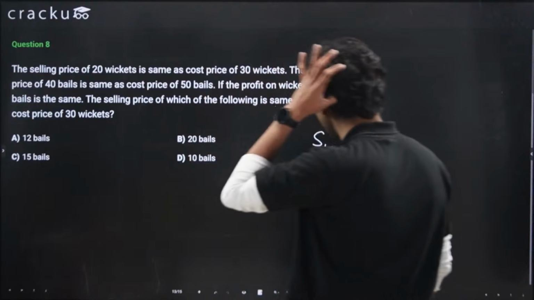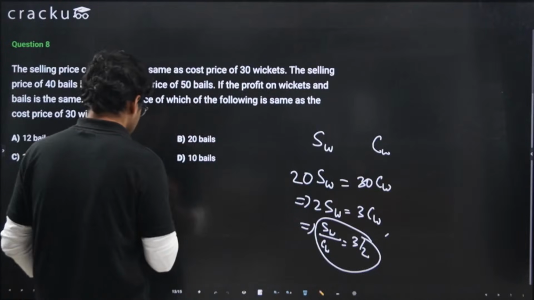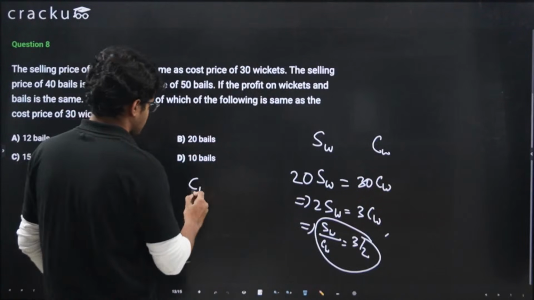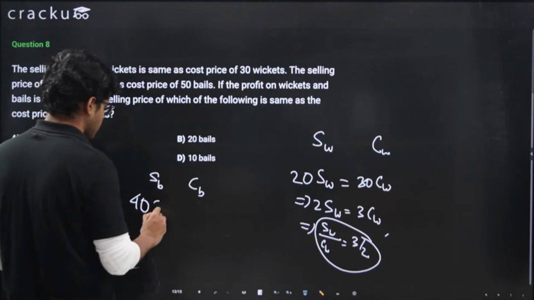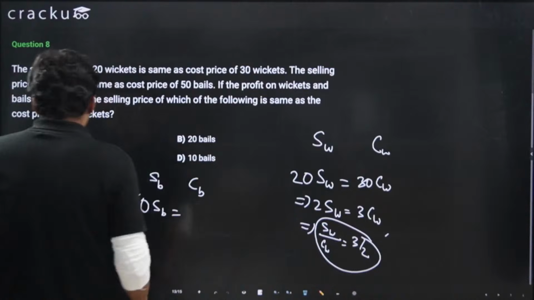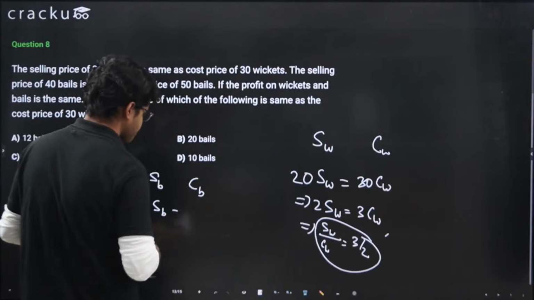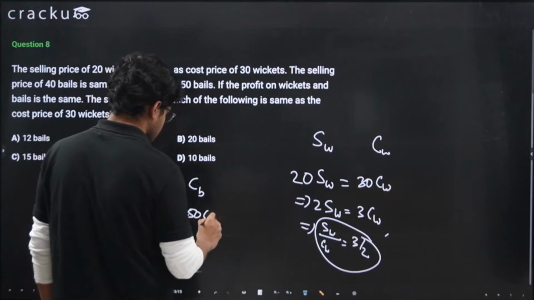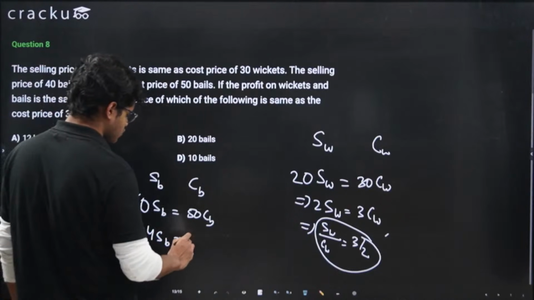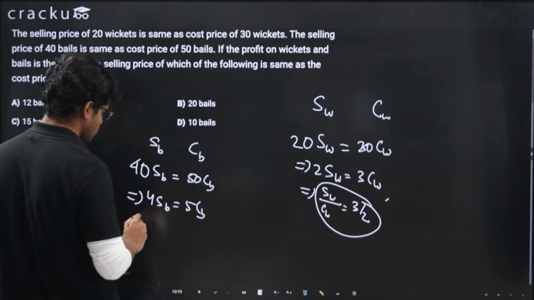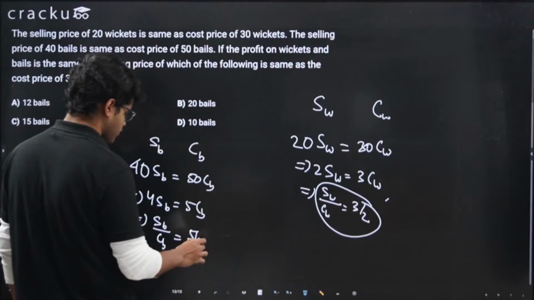Right? Now it is given selling price of 40 bales is same as the cost price of 50 bales. Let's say the selling price of one bale be SB, cost price of one bale be CB. So selling price of 40 bales, which means 40 into SB equals 50 into CB. Four SB equals 5 CB, or SB by CB equals 5 by 4.